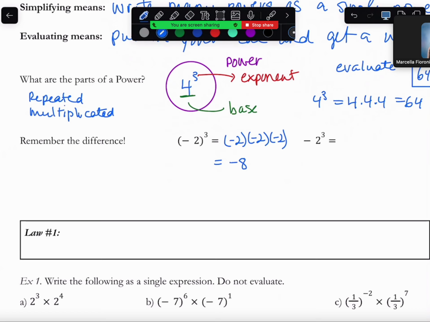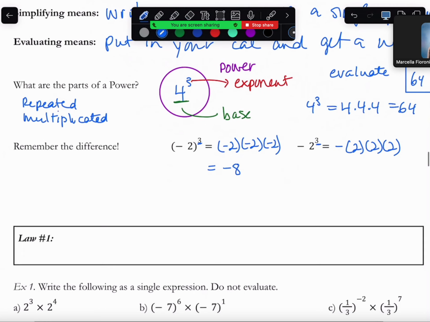-2 to the power of 3 without brackets has a negative on the outside, and then the base of 2 is multiplied 3 times. That's because in this case, the 3 only impacts the 2, whereas when you put brackets around -2, the 3 impacts the negative and the 2 at the same time. Now, in this case, these both end up equaling the same thing, and that's because the exponents are odd.